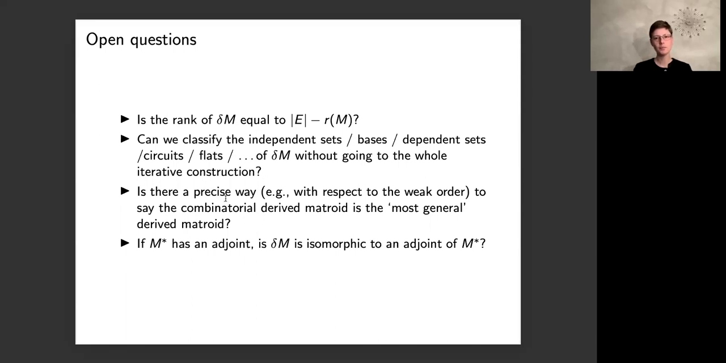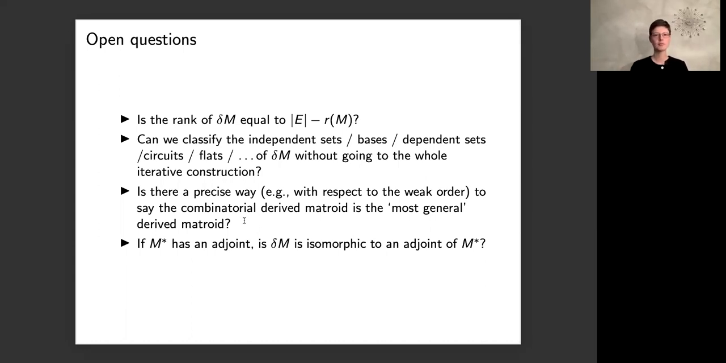So I talked already a bit about saying that we expect our combinatorial derived matroid to be like the most general option, right? We know that we have some dependencies, and we know that we should add some dependencies, but we only want to add those that are given by the axioms and not more, right? So you don't want to overdo it.